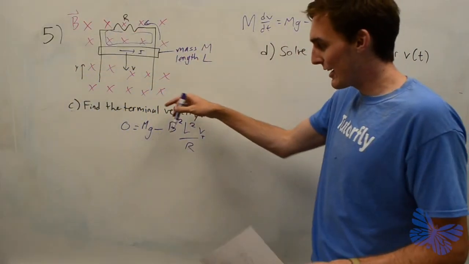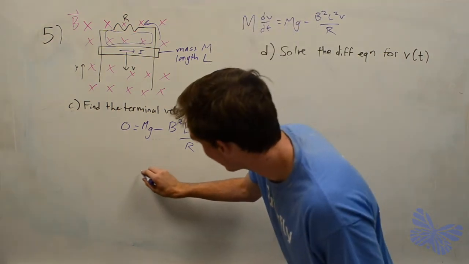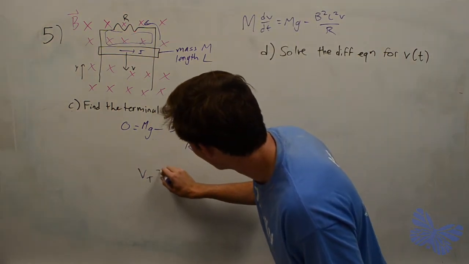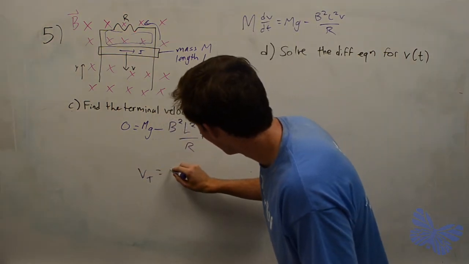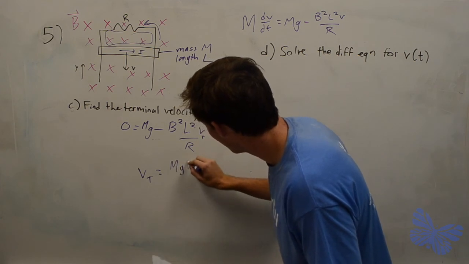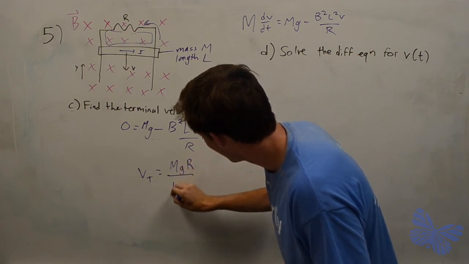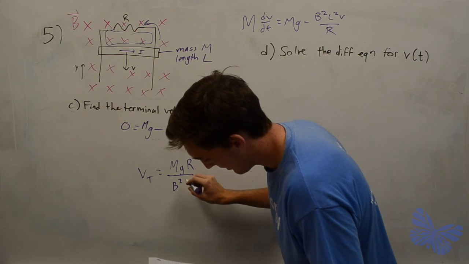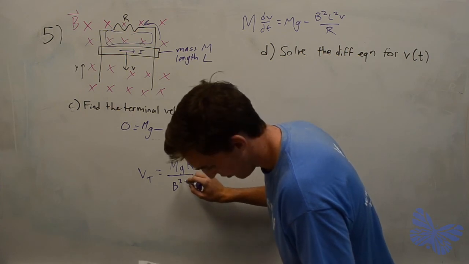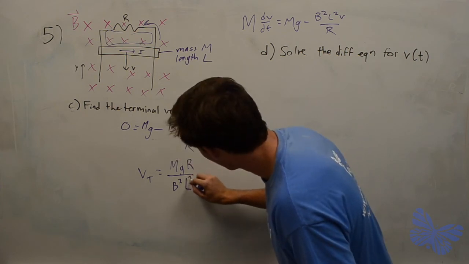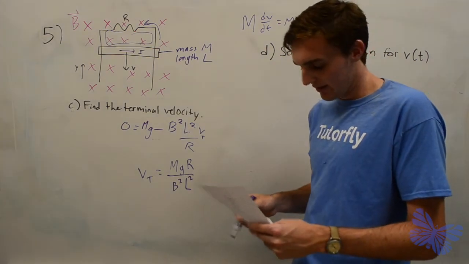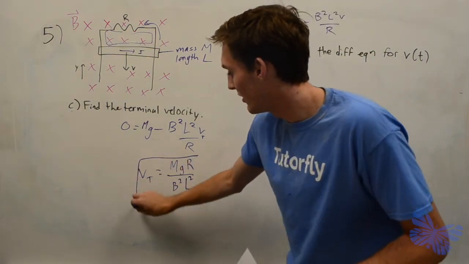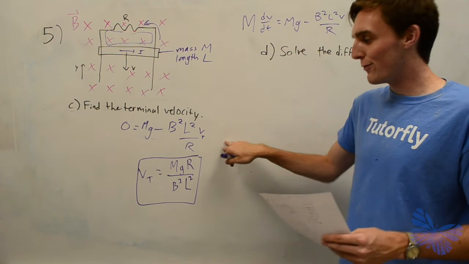And so if you rearrange all of this to solve for VT, you get that VT is going to equal mgr over b squared L squared. Alright, cool. So that was pretty straightforward.